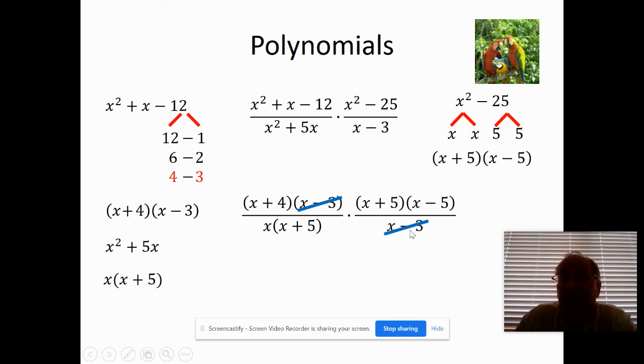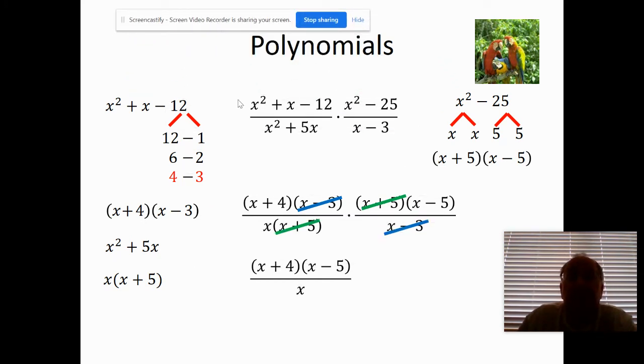x minus 3 times x minus 3, and x plus 5 times x plus 5. So this is what I have left. I have x plus 4 times x plus 5 in the numerator, and just an x in the denominator. All right. So now, since FOIL, well, I guess I'll leave my answer like that. I think that's how the answers are on the paper, just leaving them like that. So that'll make it work a little bit easier there.